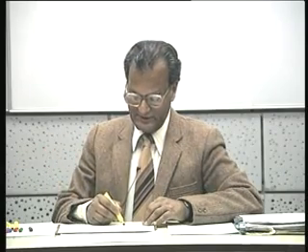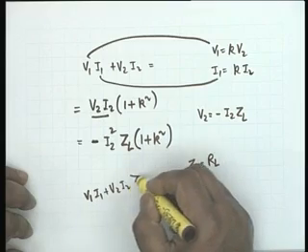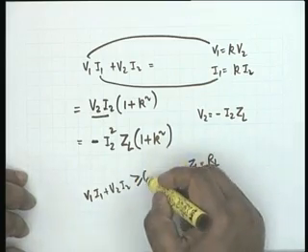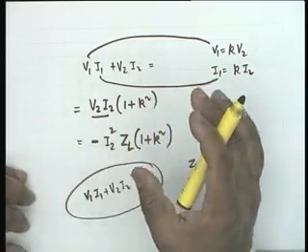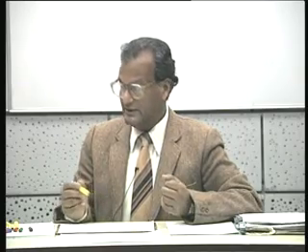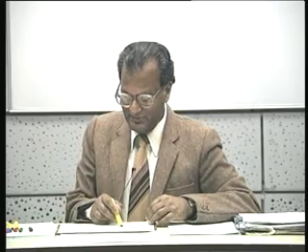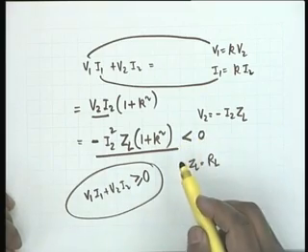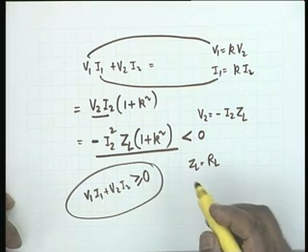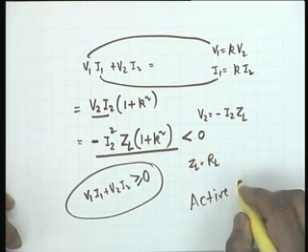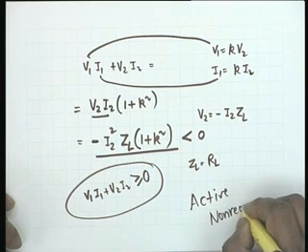The condition for passivity is that V1 I1 plus V2 I2 must be greater than or equal to 0. It must either absorb power or may not absorb power, but it should not generate. If it is greater than 0, then we say the network is lossy, that is, it dissipates power, it absorbs power. If it is equal to 0, then we say the network is lossless. On the other hand, what we have here is negative, and therefore the network generates power, which means that the network is active and non-reciprocal.